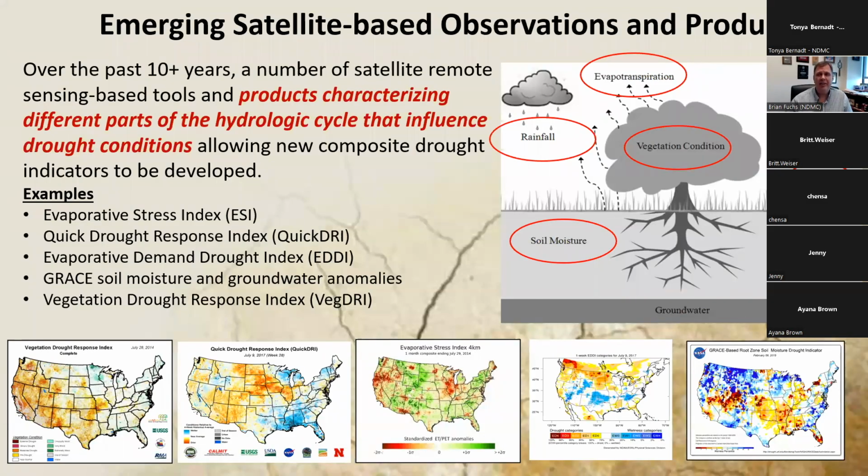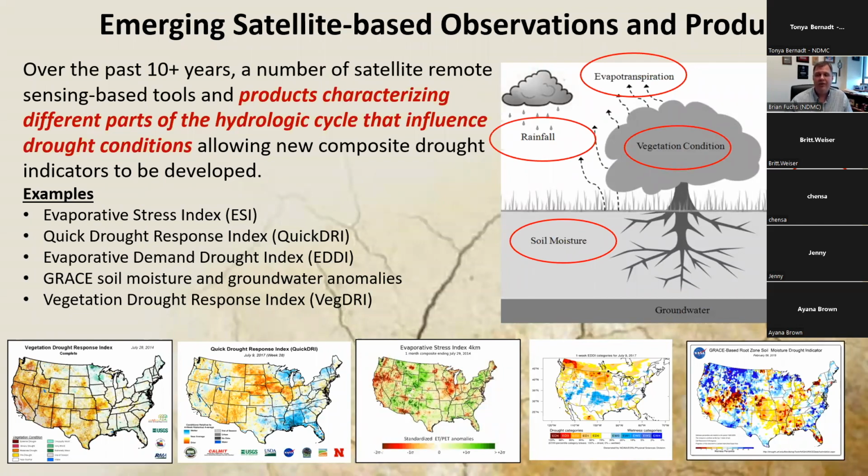I mentioned this a little bit, but the emerging satellite products and some of the model products have really been an advantage to us over the last decade or so. And what some of these are trying to do is identify specific aspects of this water cycle. So evapotranspiration, rainfall, vegetation health, soil moisture, groundwater, snow cover. Satellites can do a good job, especially at this very high resolution delivery that they do provide. And some of the examples of some of these tools are at the bottom.